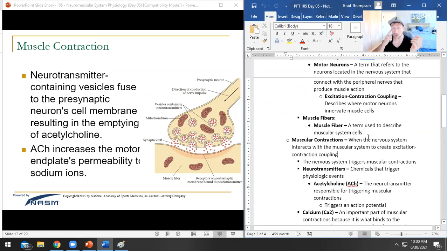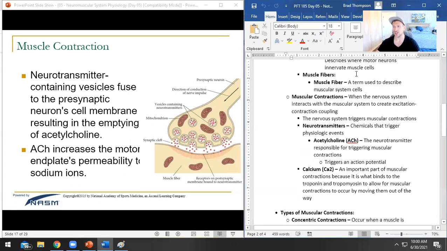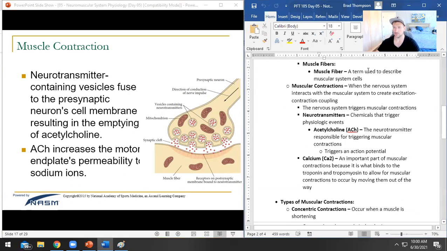You've got small motor units in your eye, for instance, right? Moving your eye around, there's probably only a couple little muscle fibers there. And you've got huge motor units in your glutes, right? Because that's the most powerful muscle in your body. So those motor neurons are going to create excitation contraction coupling with several muscle cells. We would call that a motor unit.